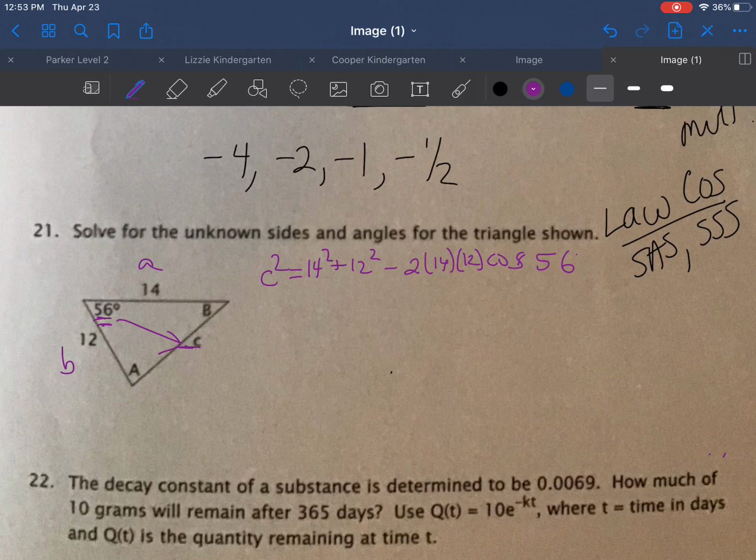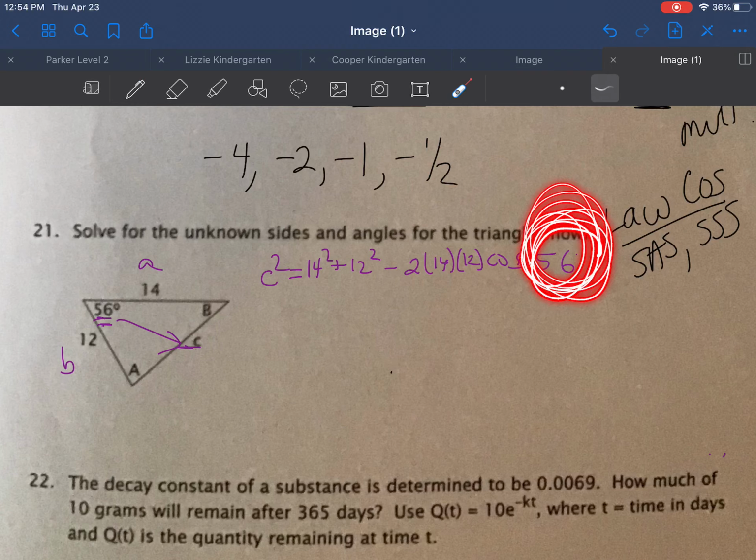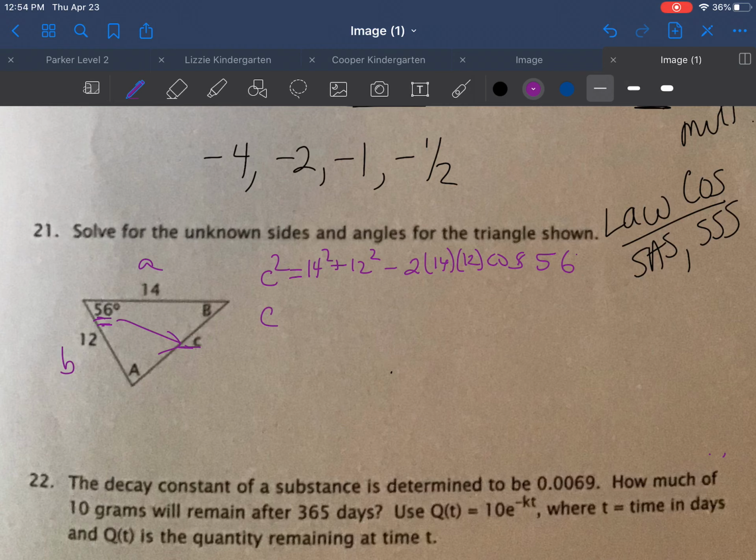When you type this into your calculator, you can type this whole thing in at once. Please make sure you are in degree mode. Since you are typing in 56 degrees, make sure it is in degree mode. Otherwise, your answer will be very, very wrong. Okay, so when you type that in or type it in pieces, just make sure you type it in the correct pieces.